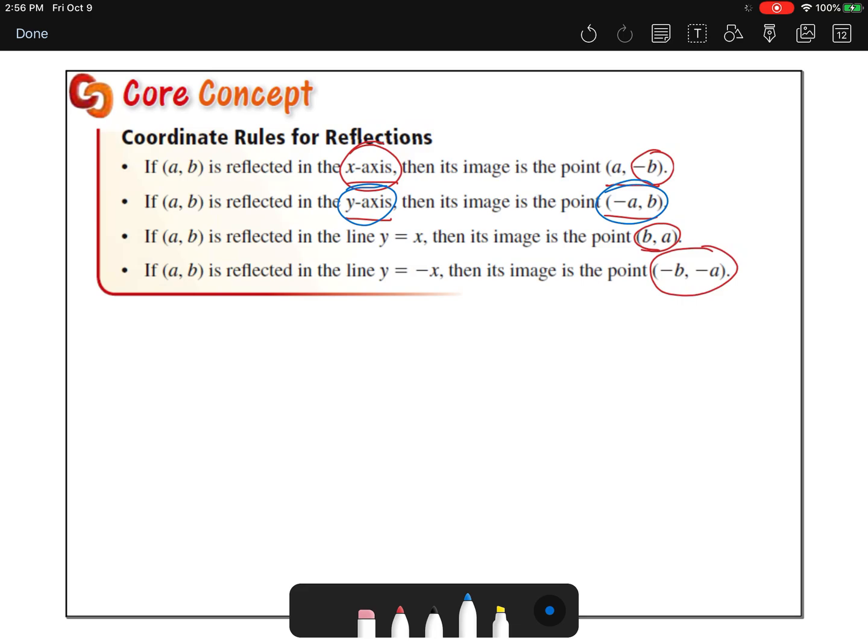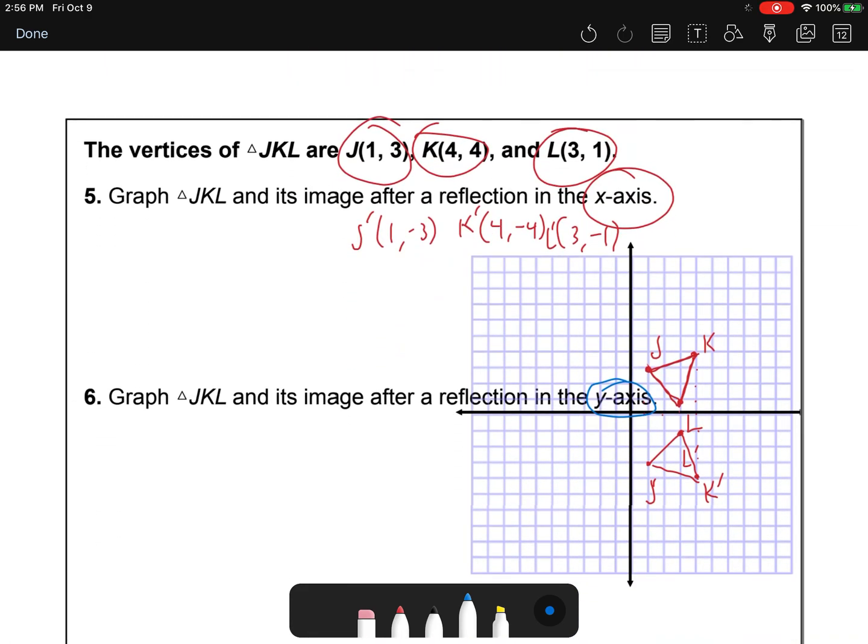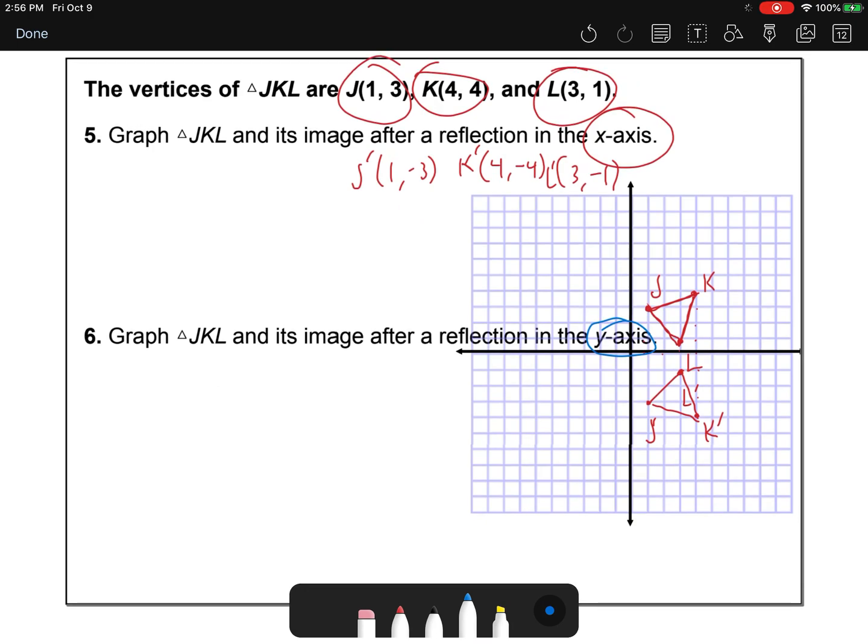Now it says, let's reflect it on the y-axis. Okay, if it's reflected on the y-axis, we negate the x value. So now I'm going to go double prime on these because we've already reflected it once. I'll do it down here. So J double prime, we are going to negate the x. K double prime, negate the x. L double prime, negate the x. The y does not change.